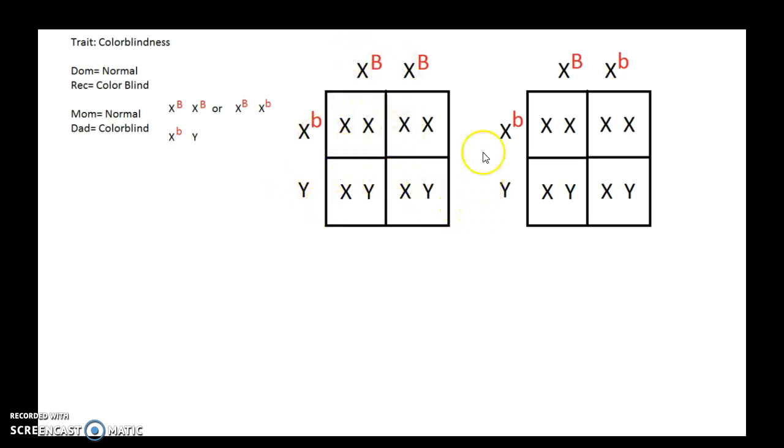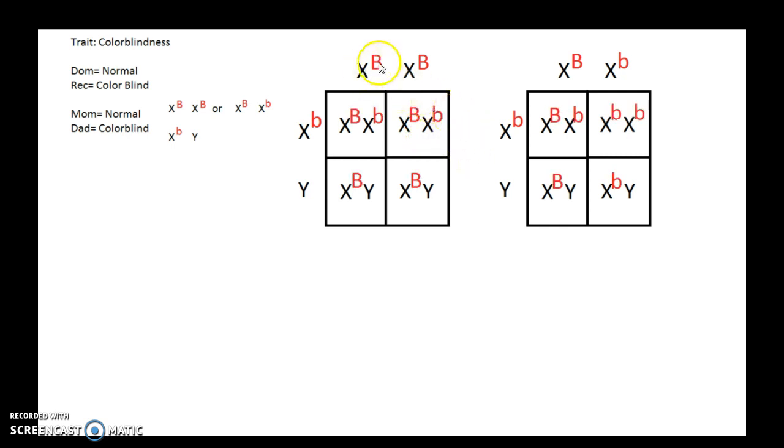So basically what this is telling us, we have a 50% chance of having a female and a 50% chance of having a male. After you have the X's and your Y's filled into your boxes, now you could bring down the alleles or the genes for vision.